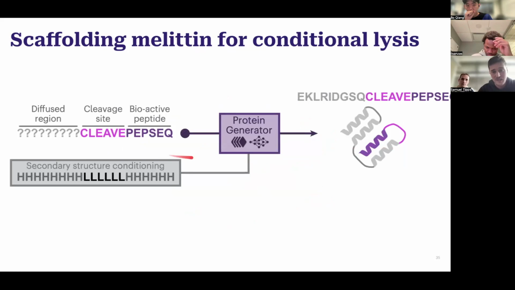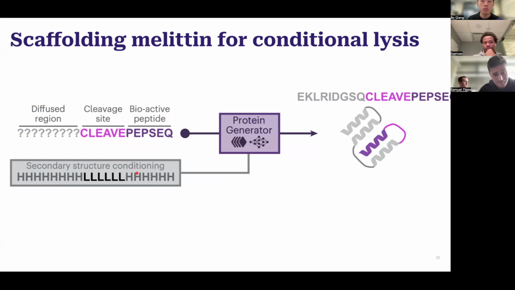So we sought to design a protein that had an inducible cleavage site. So we chose a furin cleavage site directly flanked by our bioactive membrane lysing peptide melittin. And then we tasked ProteinGenerator with filling in the blanks and designing a scaffold that will hold both of these sequences in an inert form until we're ready to release it with our furin cleavage.